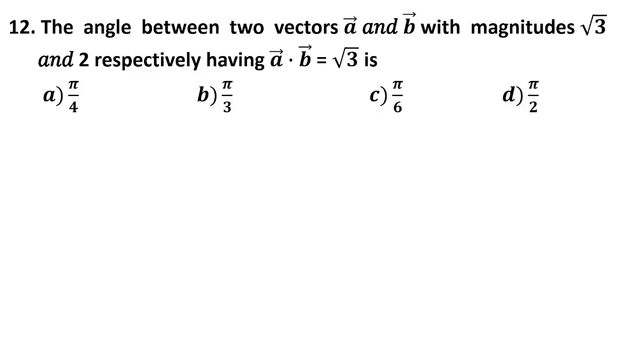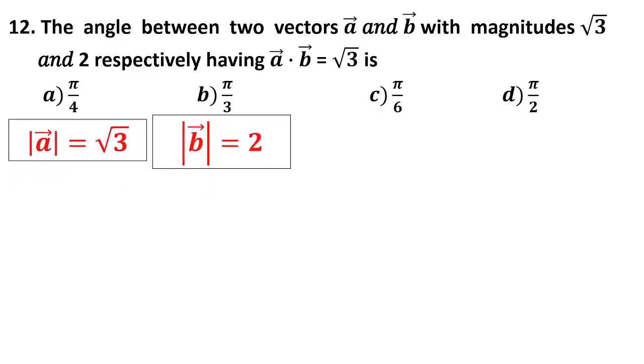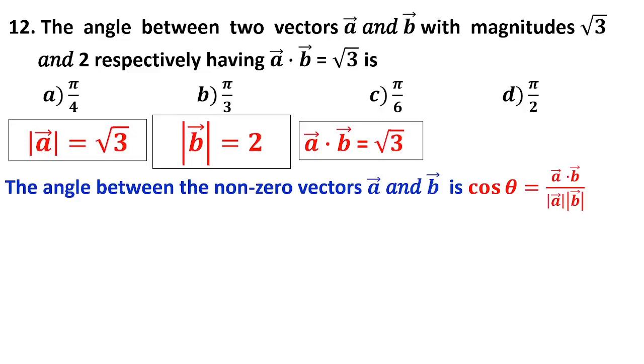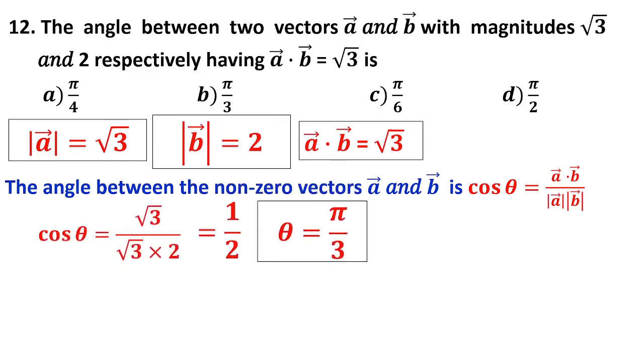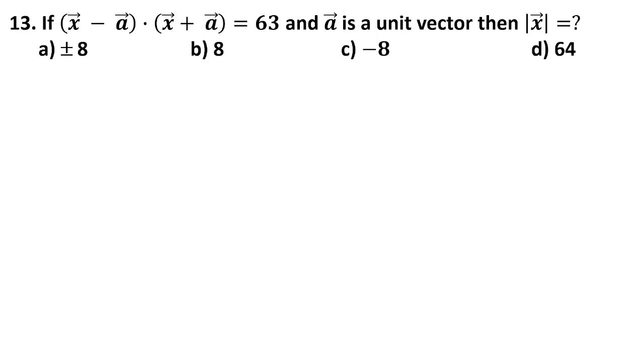The angle between two vectors with magnitude root 3 and 2 respectively having A dot B equal to root 3. A dot B is given in this question. And magnitude of A is given, magnitude of B is given, and A dot B is given. Now the angle between is always given by cos theta is equal to A dot B by magnitude of A into magnitude of B. Apply all the values over there, and it is coming as cos theta is 1 by 2, therefore theta is equal to pi by 3. Option B.